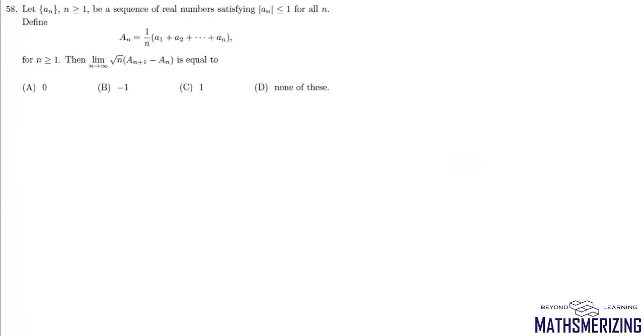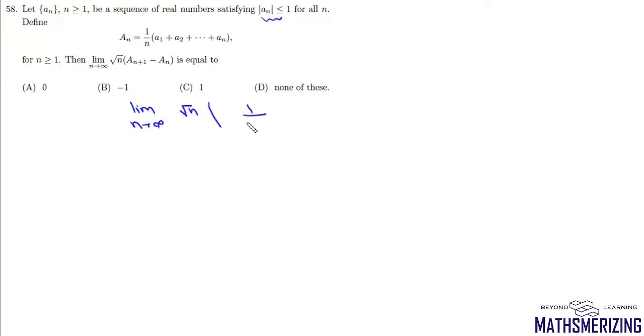Now question number 58 is, let a_n be a sequence of real numbers satisfying mod a_n is less than or equal to 1 for all n. We define A_n as 1 by n times (a1 plus a2 plus ... plus an). Then for n greater than or equal to 1, we need to find the limit n tends to infinity of under root n times (A_(n+1) minus A_n). Now we look at this limit, we can write this as limit n tends to infinity of under root n, now what is A_(n+1)?